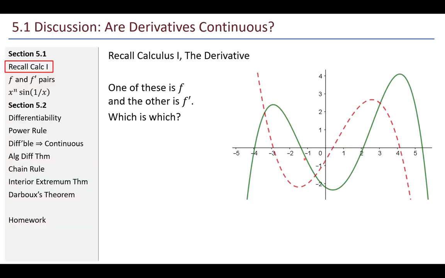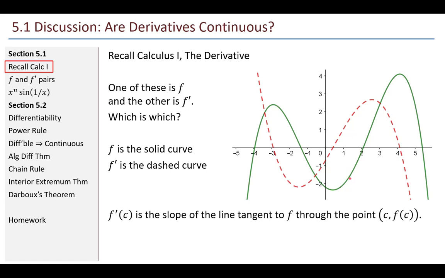So recall some basic Calculus 1, the derivative. When you look at these two graphs, can you see one of these is a function and the other is its derivative? Which is which? Pause the video if you need to and unpause when you're ready to answer. And f is the solid curve, f prime is the dashed curve.